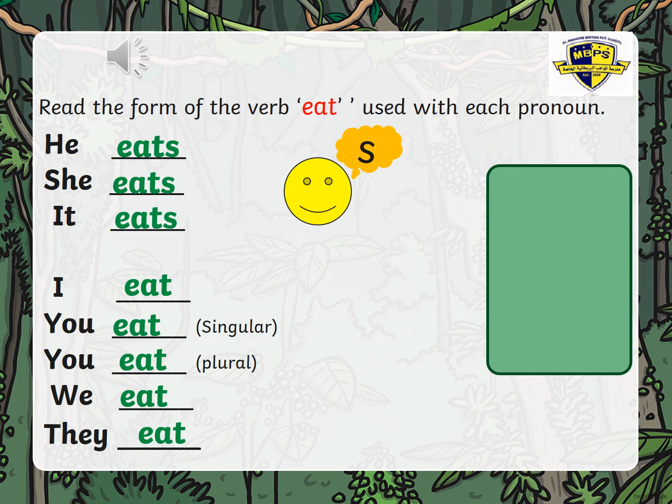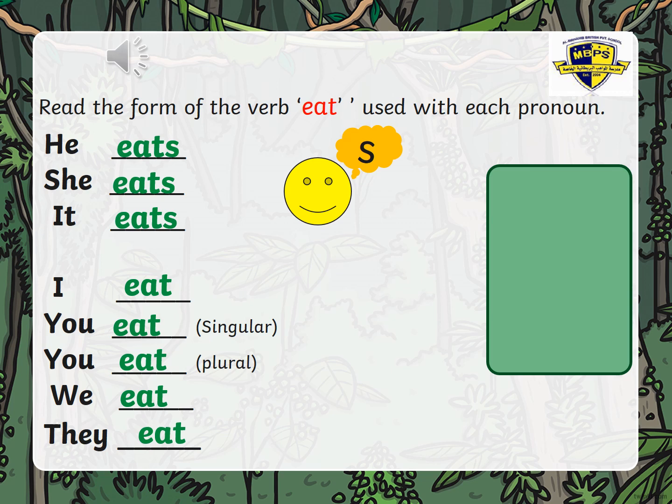With he, look at the end of the verb. What can you see? There is letter S. Very good. Why do we add S at the end of the verb? Because it's he, and he means one only, one boy, singular. Look at the next one, she. Again, she means only one girl, singular. So we add an S at the end of the verb.